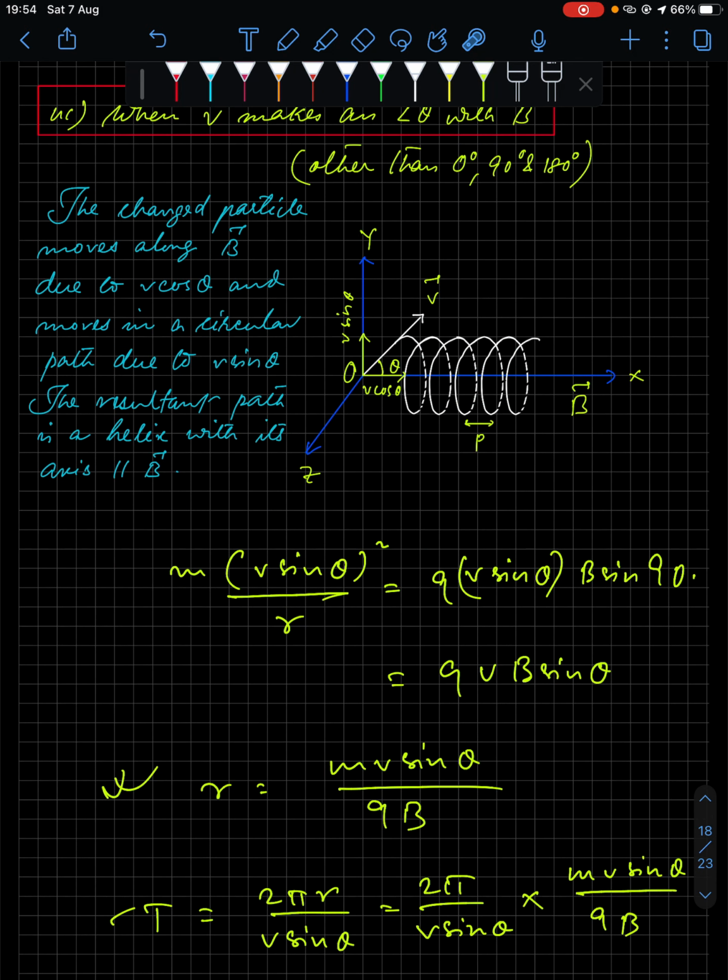Now we have something called pitch. In a helical motion we have something called pitch. Pitch is the distance while completing one complete circle. The horizontal distance traveled from this point to this point, you call this pitch. Ultimately this is one cycle, from here to here. But while completing this cycle it has also given some horizontal displacement.